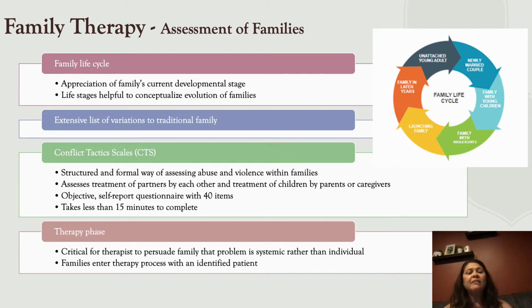And then, of course, there's the therapy phase, and this is critical for family therapists to persuade the family that the problem is systemic rather than individual, because many times in family systems, families will want to blame and point the fingers at one person and say they're the identified patient, the identified problem. It's the member with the most obvious or problematic symptoms. They may have obvious and problematic symptoms, but the goal of the therapist is to say, this person does have some issues, but it's only a result of the family system having been fractured and having complications.